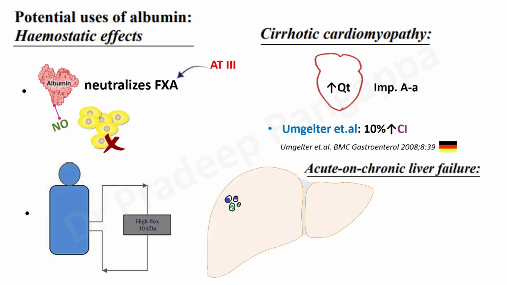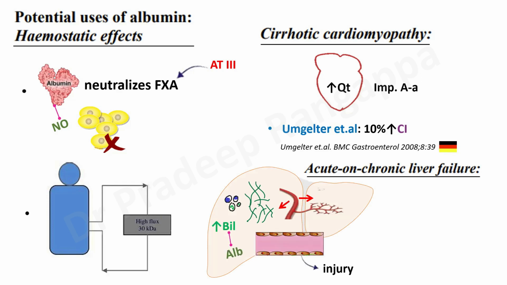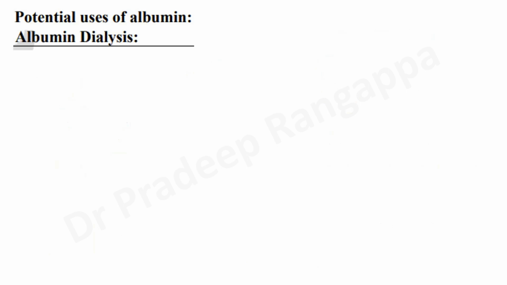Acute on chronic liver failure: again, there is an ongoing trial. We know the pathophysiology: there is inflammation, fibrosis, vasodilation, and there is bilirubinization of albumin and endothelial injury. There is limited data in this. There is an ongoing trial called the ASIA trial, the reports of which are awaited to see whether albumin has any favorable benefit in this group of patients.